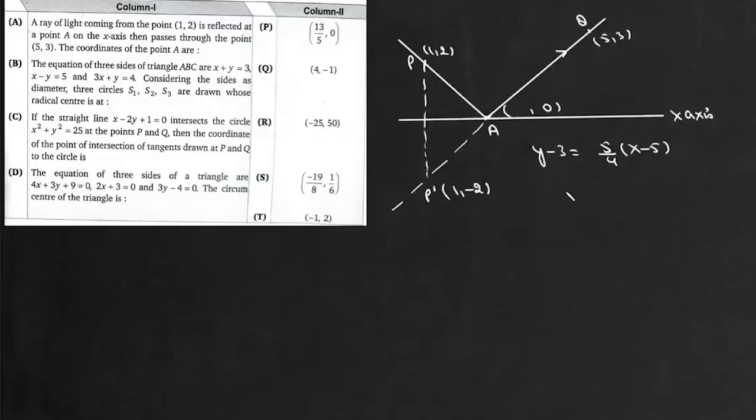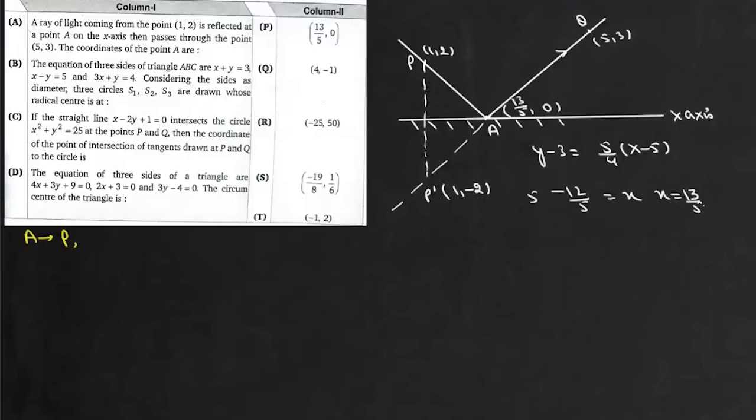So we'll put y as 0, we'll get this as minus 12 by 5 plus 5, and that's your x. So this x will be simply 13 by 5. So coordinate of this point A is (13 by 5, 0), assuming mirror is placed at x-axis. That means this A matches with P.